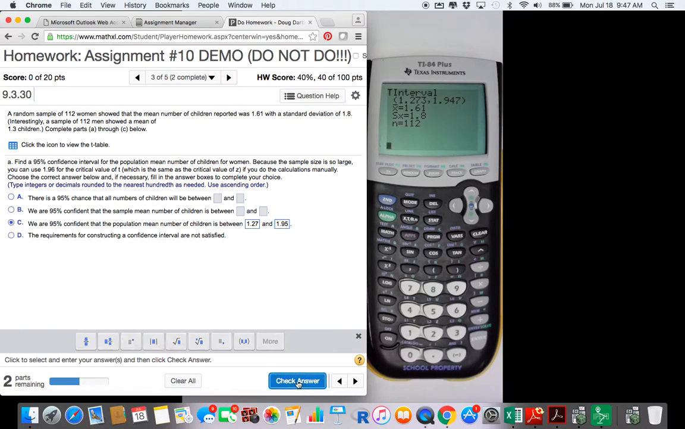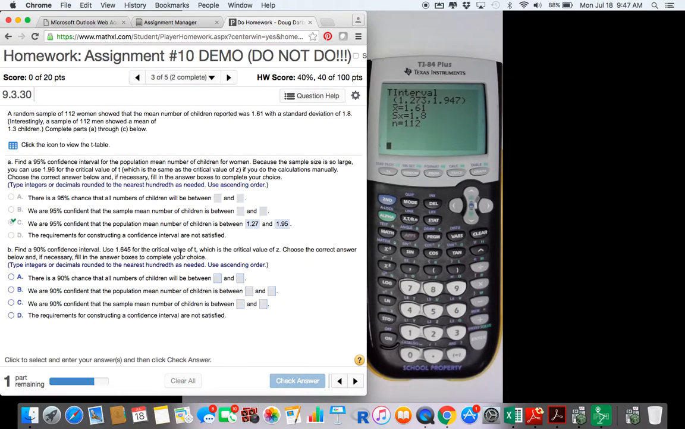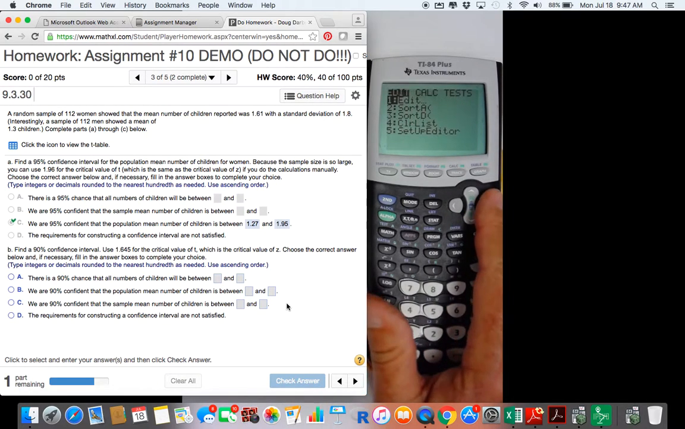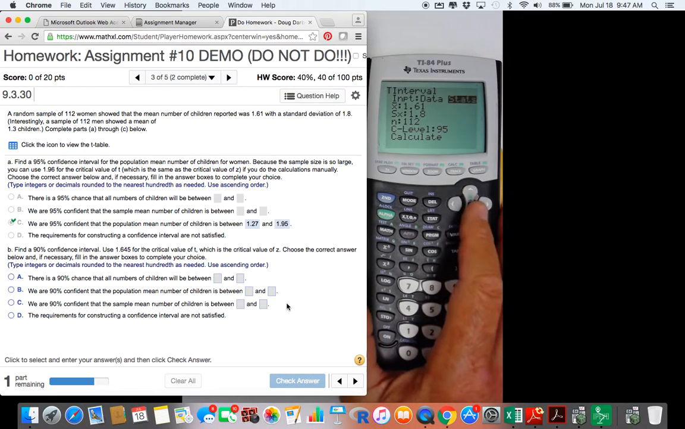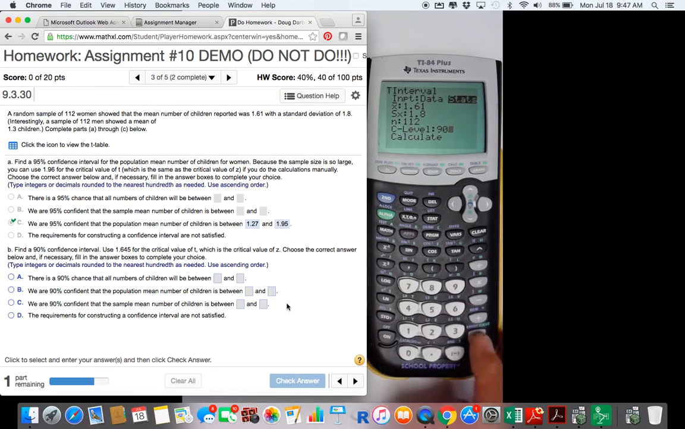All right, let's check our answer. We know it's going to be right. Those were super cool, right? All right, find a 90% confidence interval for the same situation. Well, again, this is where it gets really easy, and you're glad you used your calculator, because all you have to do here is just come down and change the confidence level from 95 to 90.